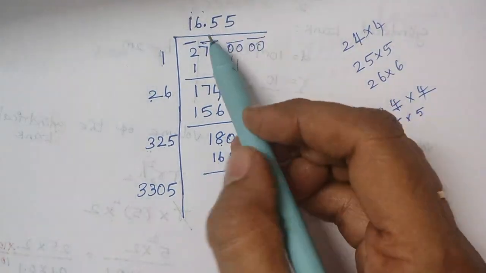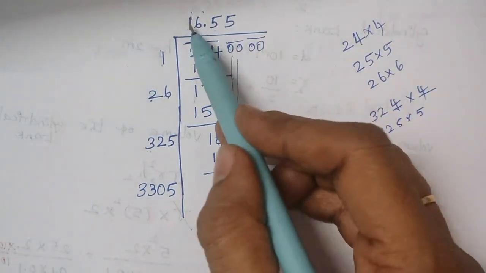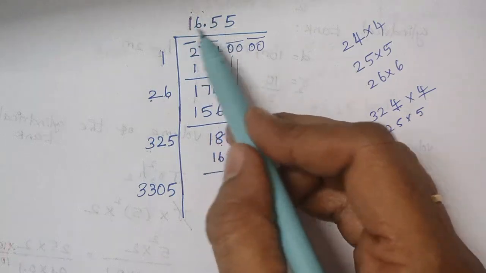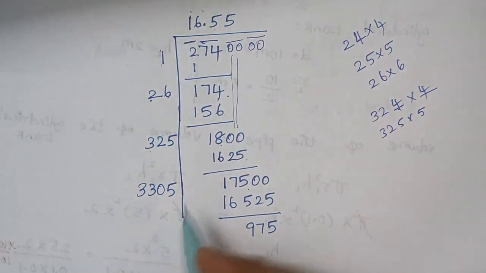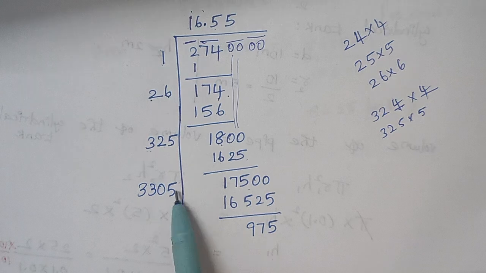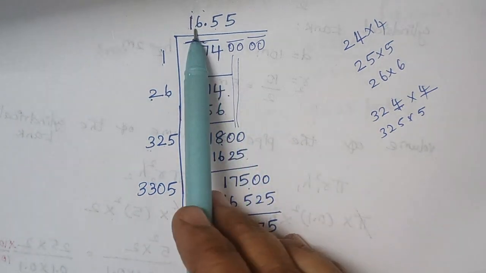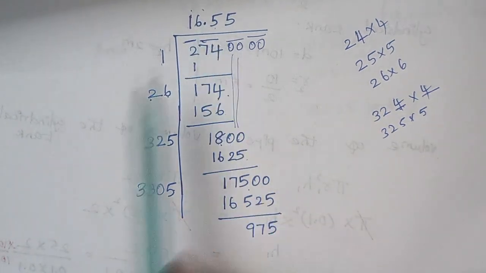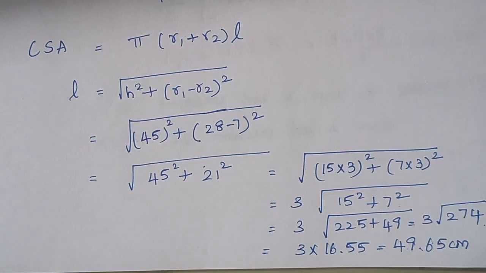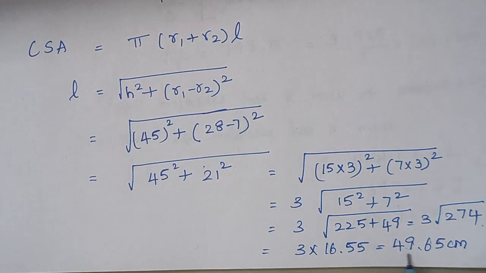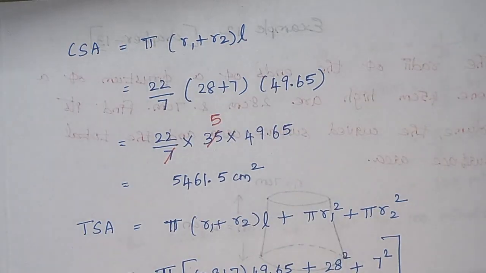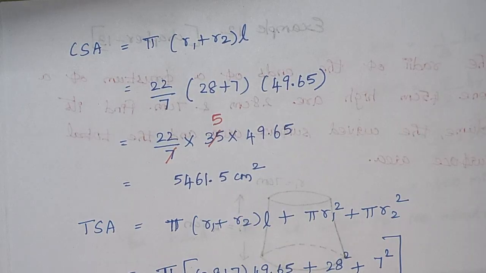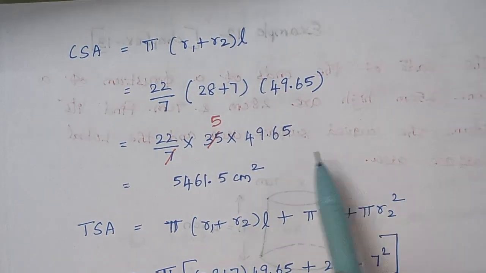Now I have 165. When 165 is multiplied by 2, it gives 330. So now again I am adding 5 here. So finally I am getting the answer 16.55. So the square root of 274 is 16.55, which makes L equal to 3 times 16.55, that is 49.65 centimeter. So here the curved surface area is given by the formula pi into (R1 plus R2) into L.